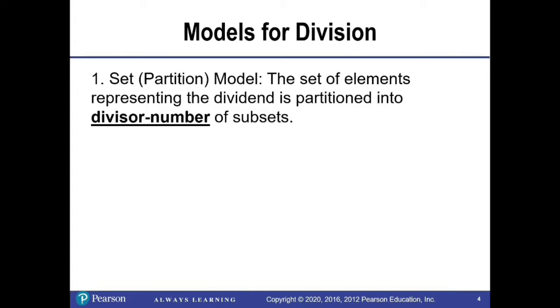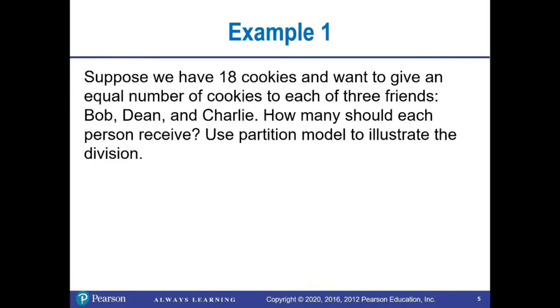So what happens here is we take the dividend and we divide it into a certain number of subsets. Now that number of subsets is going to be our divisor. So let's suppose that we have 18 cookies and we want to divide this among 3 of our friends, Bob, Dean, and Charlie. And I want to use the partition model to illustrate this division.